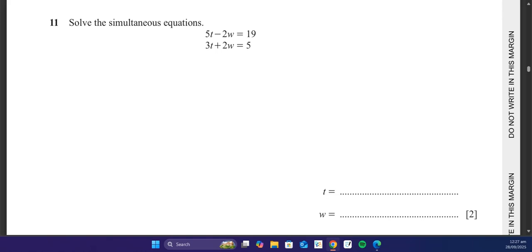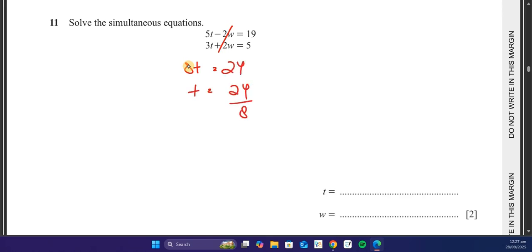Okay, so solve the simultaneous equation. So there's a very simple simultaneous equation. Okay, we're going to use elimination for this, and we don't need to multiply by anything because these two will get cancelled right away. Okay, so that would just give us 5 plus 3, 8. So 8t is equal to 19 plus 5, which is 24. And t is equal to 24 over 8. And this would give us 3. Alright, so the value of t is 3.